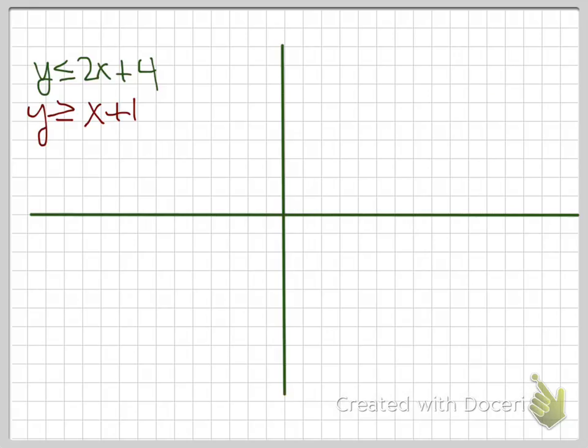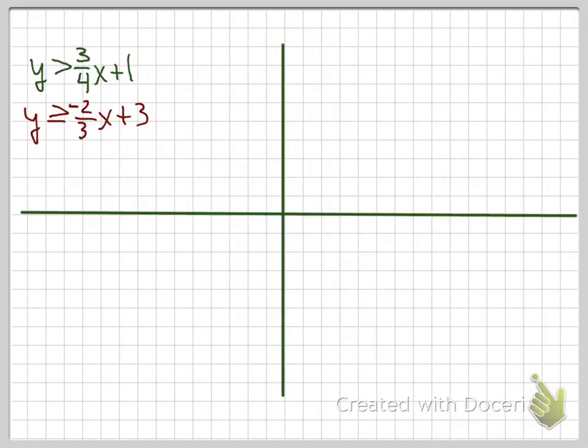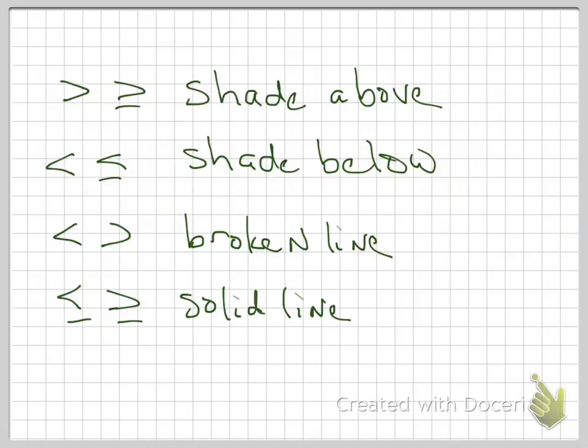Okay, so for our first example, we're going to talk about y is less than or equal to 2x plus 4 and y is greater than or equal to x plus 1. Now keep in mind that if you need to shade above, you've got the greater than or equal to symbol. Shade below is the less than or equal to symbol. A broken line is just the greater than or less than symbol. And then a solid line is the less than or equal to, greater than or equal to symbol. Lines underneath give you a solid line, no lines, broken line. Point to the left, shade below, point to the right, shade above.